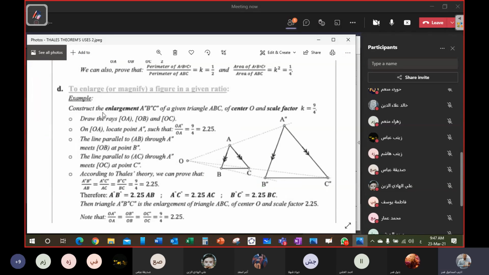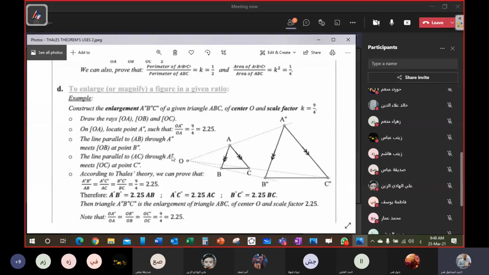So, here the line parallel also to AC through A double prime meets OC at point C double prime, as you see in the figure we drew. According to Thales theorem, we can prove that A double prime B double prime over AB equals A double prime C double prime over AC equals B double prime C double prime over BC equals 9/4 equals 2.25, and so A double prime B double prime equals 2.25 times AB, A double prime C double prime equals 2.25 times AC, and B double prime C double prime equals 2.25 BC. Then triangle A double prime B double prime C double prime is the enlargement of triangle ABC of center of enlargement O and scale factor 9/4, which is equal to 2.25. Note, OA double prime over OA equals OB double prime over OB equals OC double prime over OC equals 9/4.